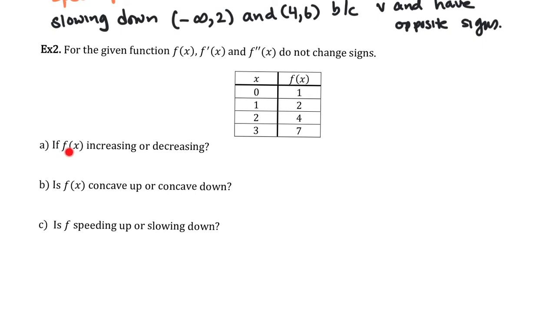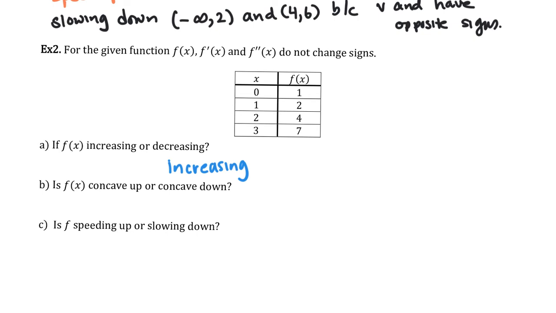The first one it asks, is f of x increasing or decreasing? Okay, so as the x values are increasing, the y values are going up. It's 1, it's 2, it's 4, it's 7. So the y values are increasing, so f of x is increasing. Why? Because I can see the numbers getting higher. 1, 2, 4, 7.